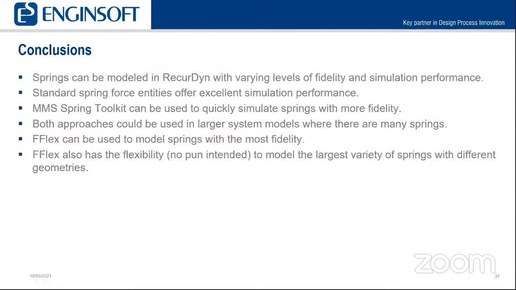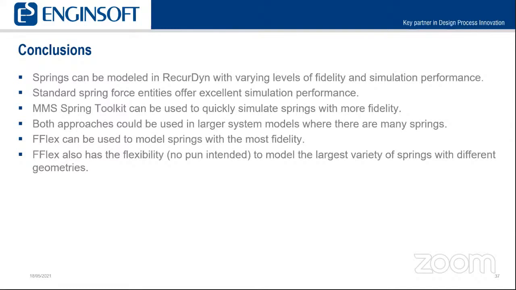So in conclusion, I think what we've seen here today is that the springs can be modeled in RecurDyn with varying levels of fidelity and simulation performance. The standard spring force entities offer excellent simulation performance. Most of those simulations were actually completed in less than a second. And the MMS spring toolkit is sort of the middle ground where it can be used to quickly simulate springs with a higher level of fidelity. And both the approaches above can be used in larger system models where there are many springs.